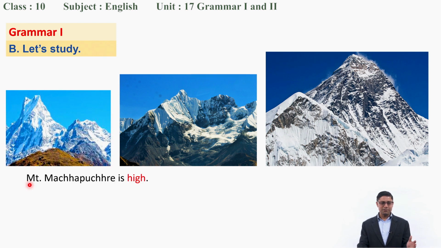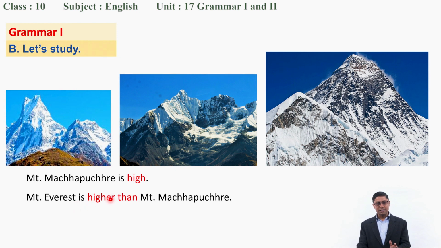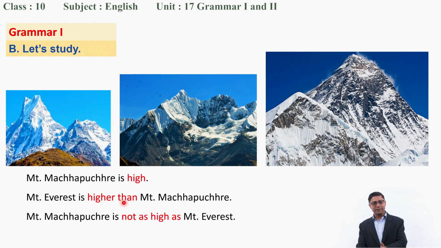Let's see some sentences there. So see there, Mount Machapuchare is high. Mount Everest is higher than Mount Machapuchare. Or you can say Mount Annapurna is higher than Mount Machapuchare. Or Mount Machapuchare is not as high as Mount Everest. Or Mount Annapurna is not as high as Mount Everest. In this way also you can say.